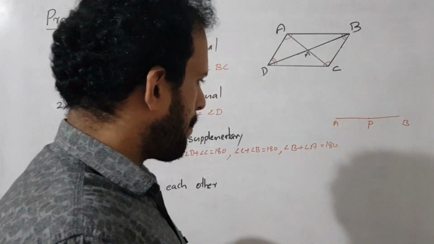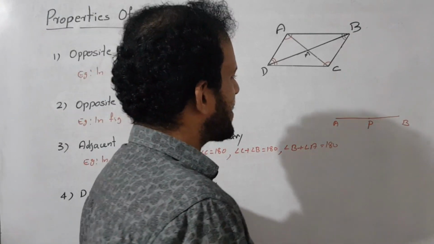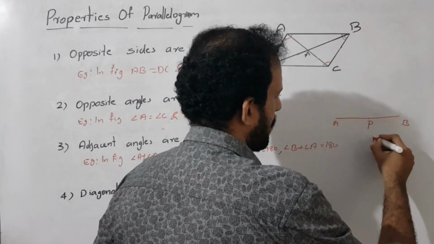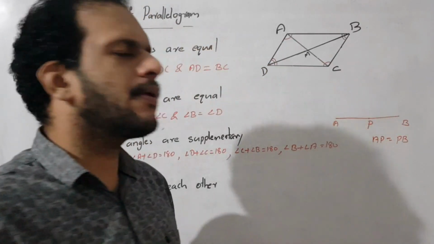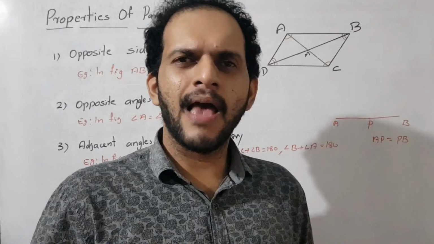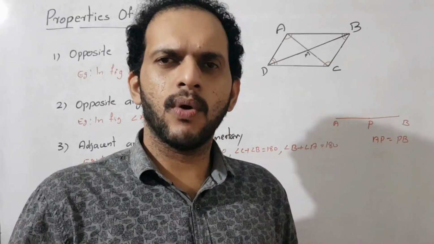If P bisected AB, what are equal? AP and PB are equal. When does it happen that AP and PB are equal?